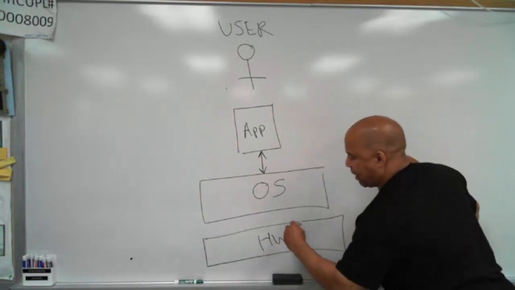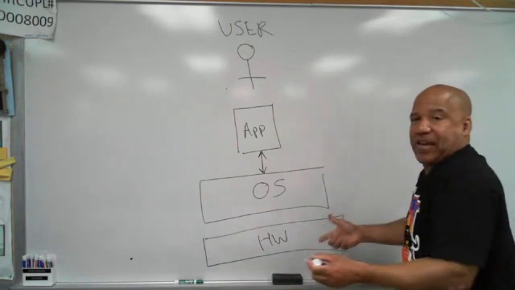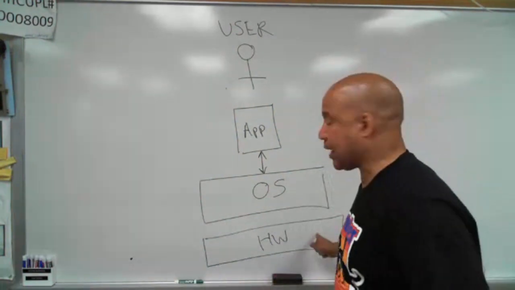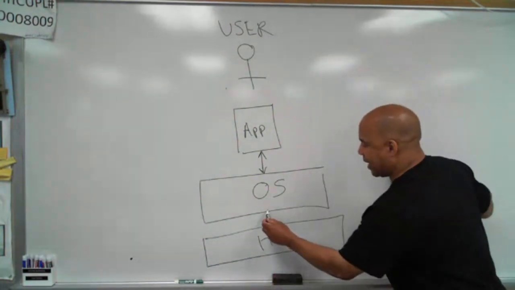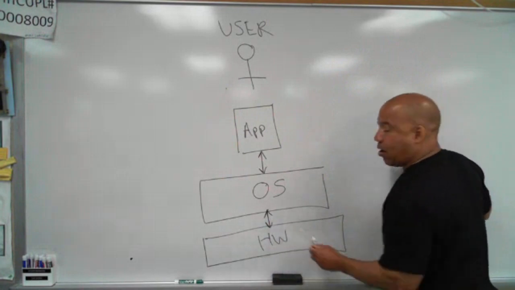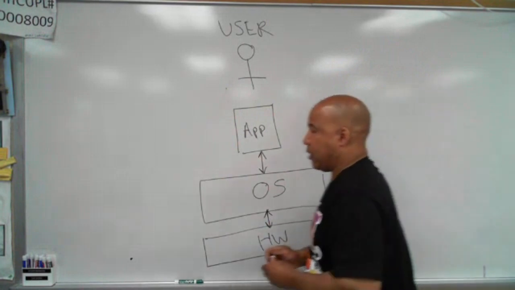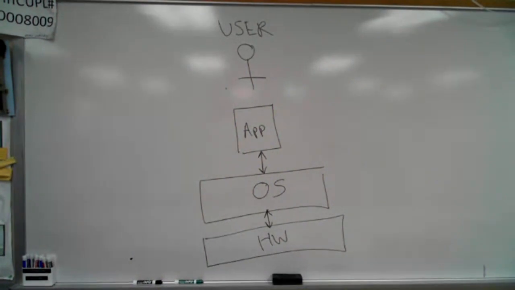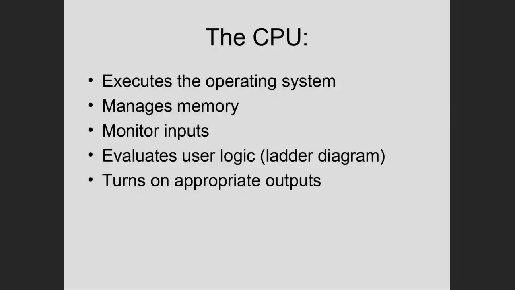This is my hardware. So this is my printer. Whatever thing you can touch that the program has control over, we call that hardware. So the OS actually interacts with the hardware. So on this PowerPoint, let me go back to it. We talk about what the CPU does. Well, part of it is it interacts with the operating system, the OS.